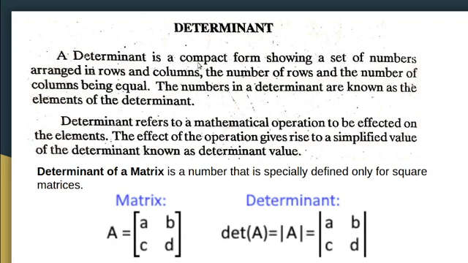A determinant is a compact form showing a set of numbers arranged in rows and columns, the number of rows and the number of columns being equal. The numbers in a determinant are known as the elements of the determinant. So it is simply a compact form of a set of numbers. Here we have a matrix A. There are elements arranged in rows and columns. Similarly, a determinant is also a compact form showing a set of numbers arranged in rows and columns.